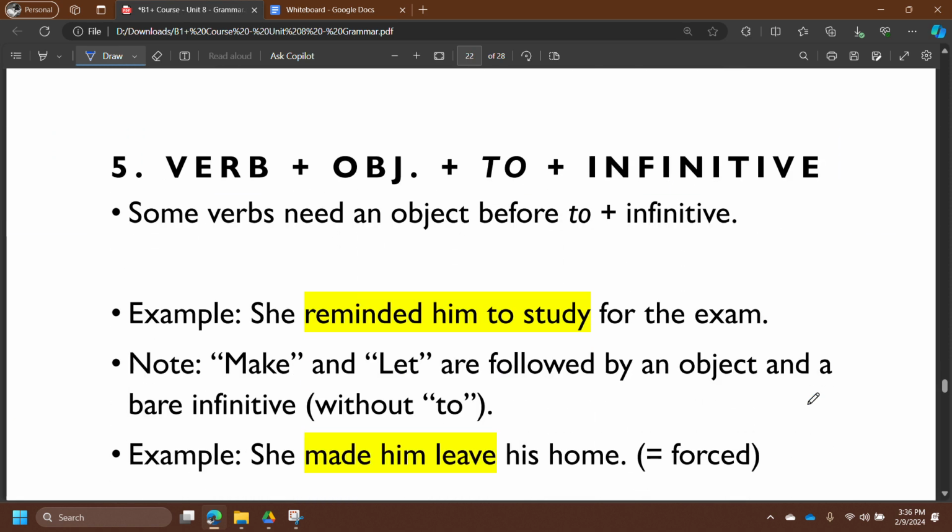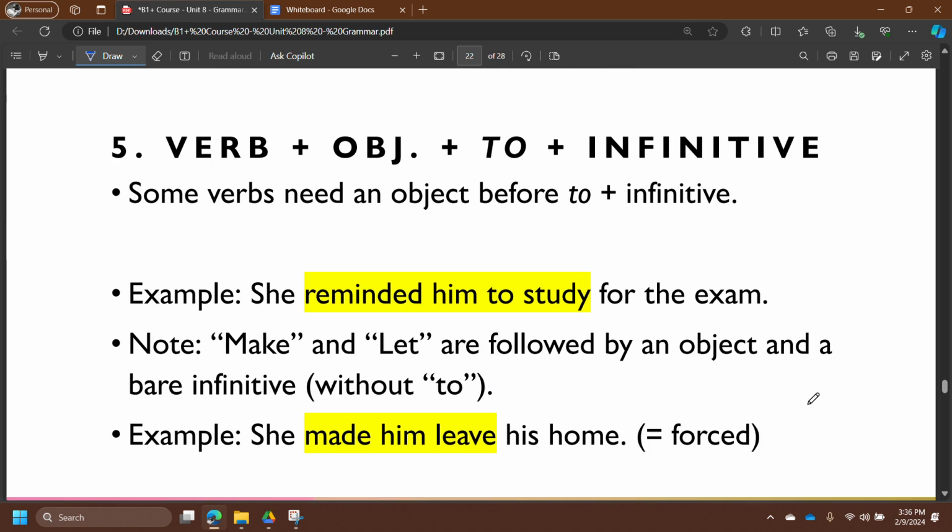Okay. Pattern 5. Verb plus object plus to plus infinitive. Some verbs need an object before to plus infinitive. Example, she reminded him to study for the exam. Him is the object here. And note, make and let, these two verbs are followed by an object and a bare infinitive, meaning an infinitive, verb number 1, but without the to.